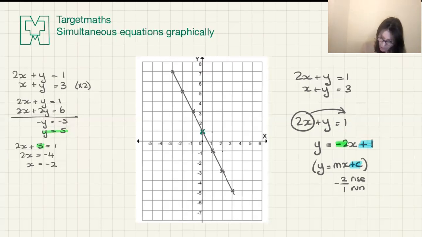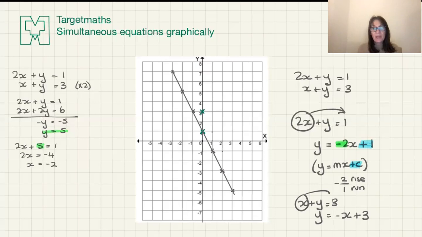I then repeat the whole process on the next one. So the next one is x plus y equals 3. I want to get y on its own. So x will come across, it's going to land as minus x, and I've got plus 3. Repeating my process, I'm going to be crossing at positive 3. So I'm here this time. It's a negative gradient. And again, you can see no numbers, so I've got an invisible negative 1, if you like, on the top.